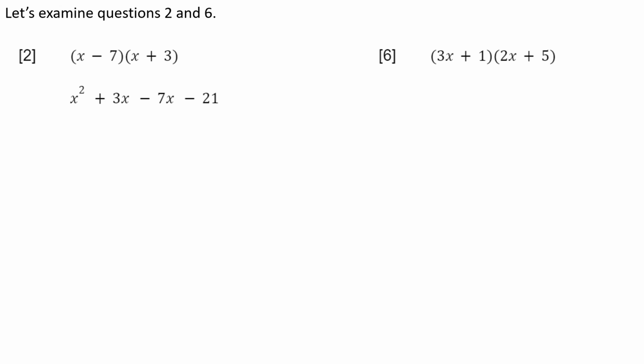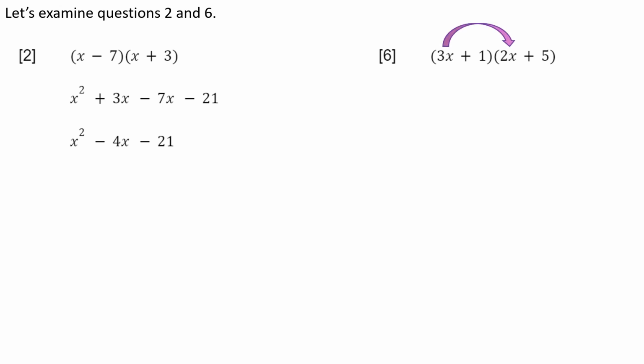All right, the x in the first set of parentheses multiplied both the x and the 3 in the second set, and then the negative 7 in the first set multiplied both the x and the 3 in the second set. Hey, we can combine like terms. That positive 3x and that negative 7x, those will combine to be negative 4x. And there's an answer. Now, number 6 is a little bit slower because we've got coefficients all over the place.